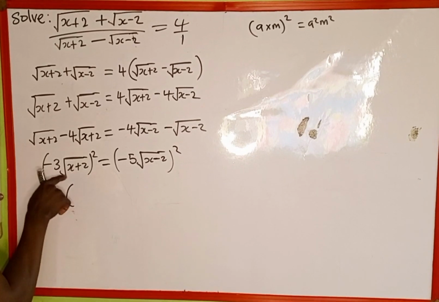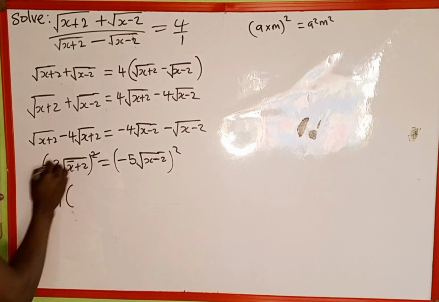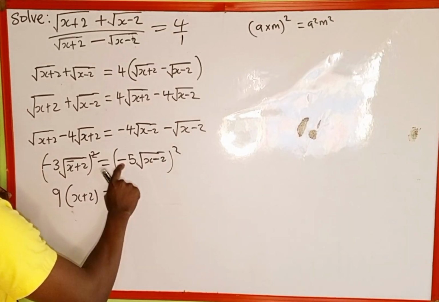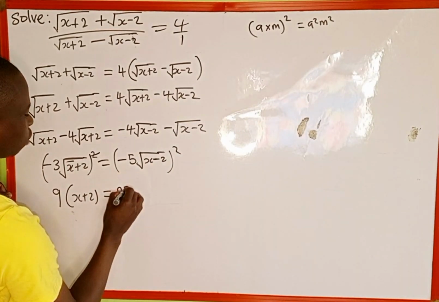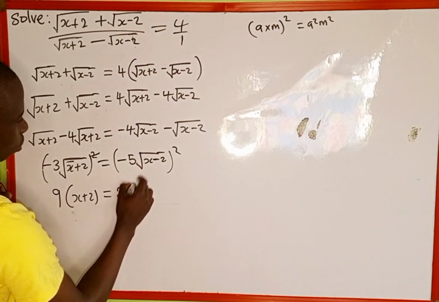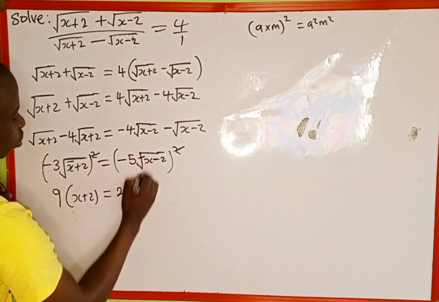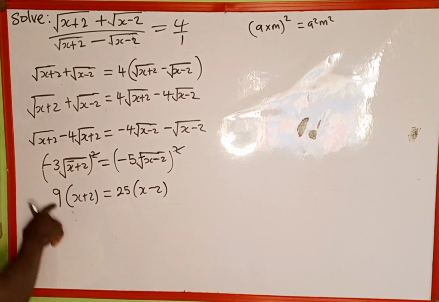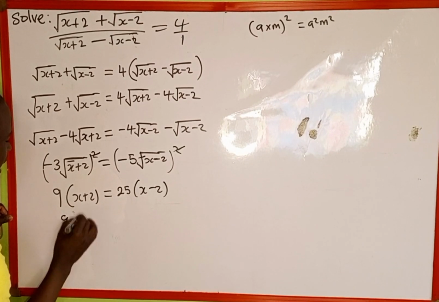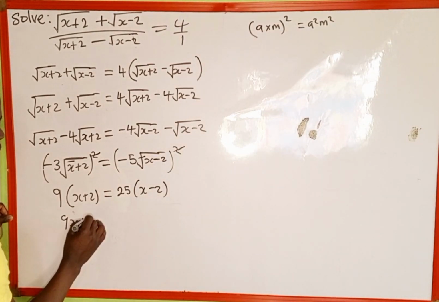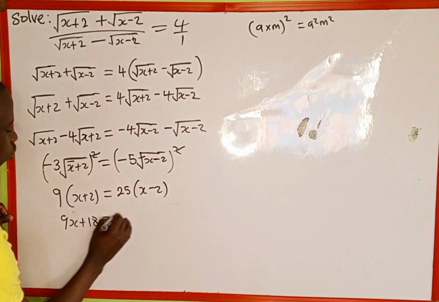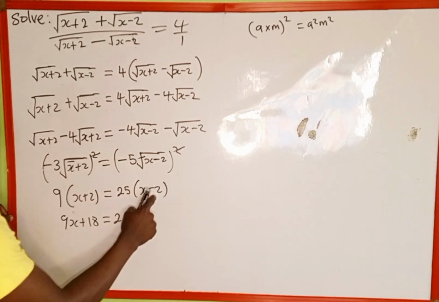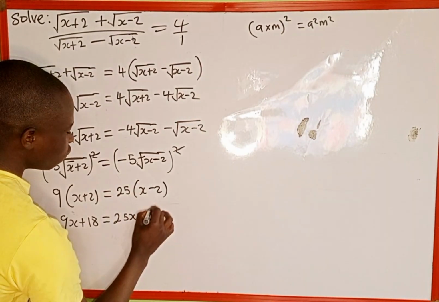Then multiply by what? The square is going to cancel the square root. Then we are left with what? x + 2, which is going to be equal to, we do the same thing. Negative 5 squared is going to give us positive 25. Then the square is going to cancel the square root. We are left with x − 2. So the next thing we're going to do is to open the bracket. 9 multiplied by x gives us 9x. 9 multiplied by 2 gives us 18, which is equal to 25 multiplied by x, which is 25x. Then 25 multiplied by negative 2 gives us negative 50.